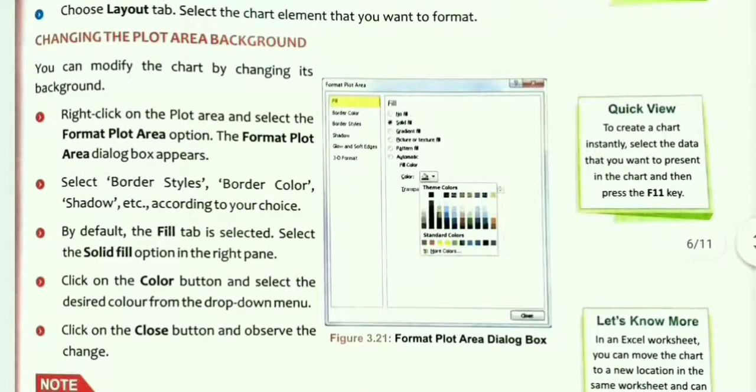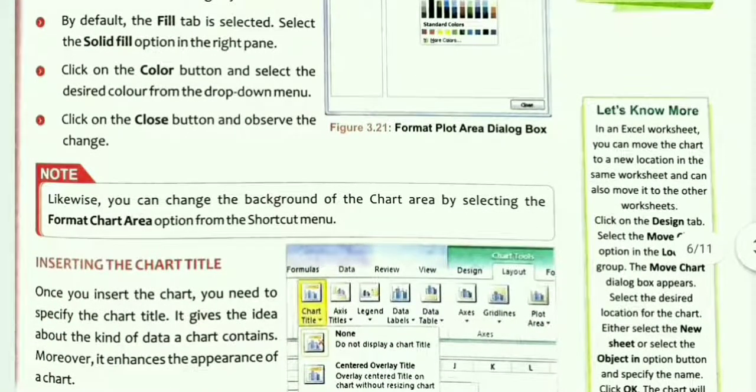Now changing the plot area background, you can modify the chart by changing its background. To do this, right click on the plot area and select the Format Plot Area option. The Format Plot Area dialog box appears. Select border style, border color, shadow, etc. according to your choice. By default, the Fill tab is selected. Select the Solid Fill option in the right pane. Click on the color button and select the desired color from the drop down menu. Click on the close button and observe the change.